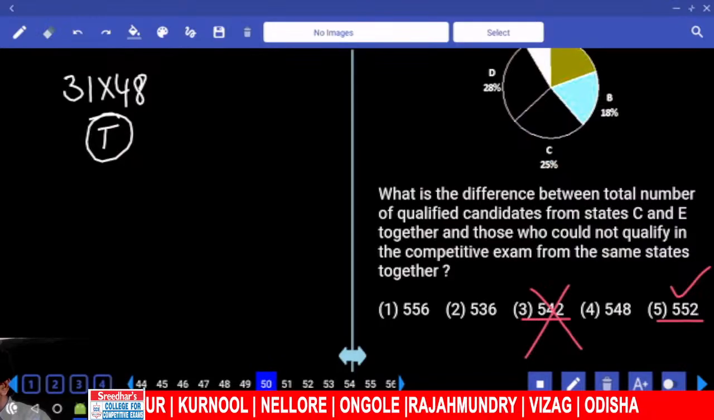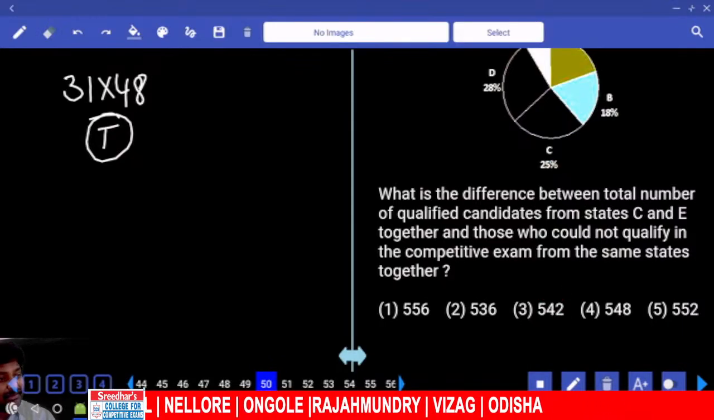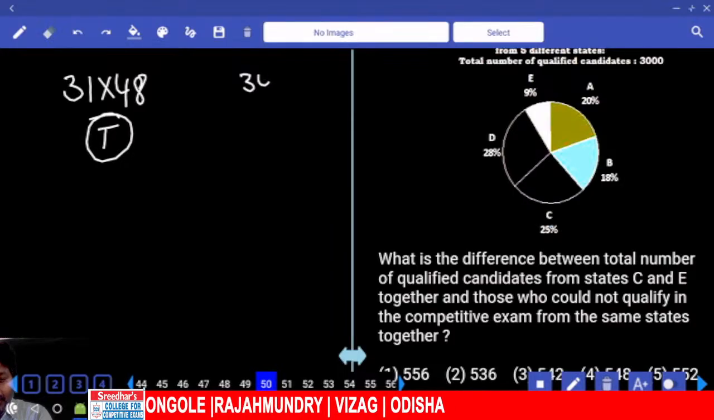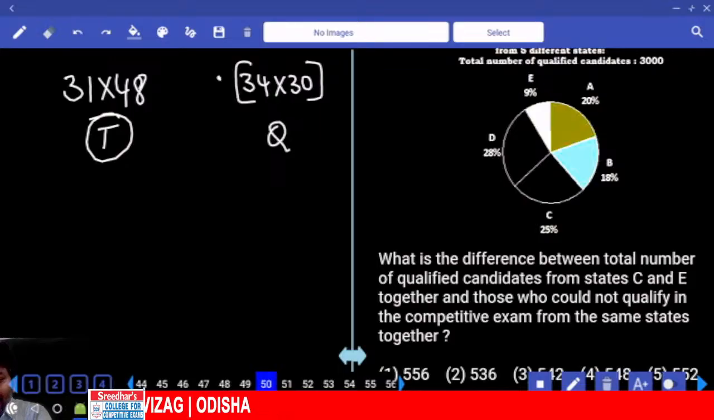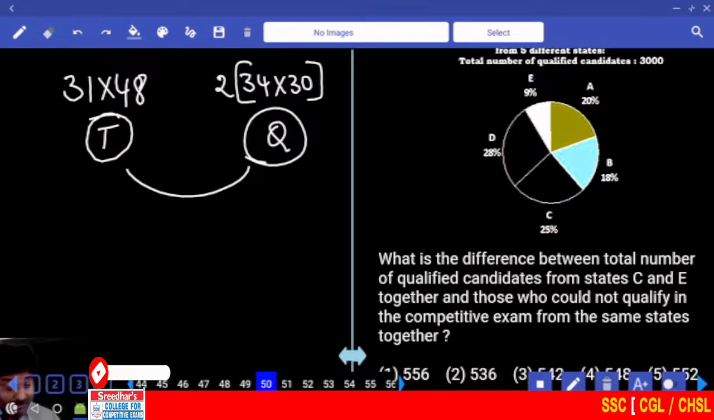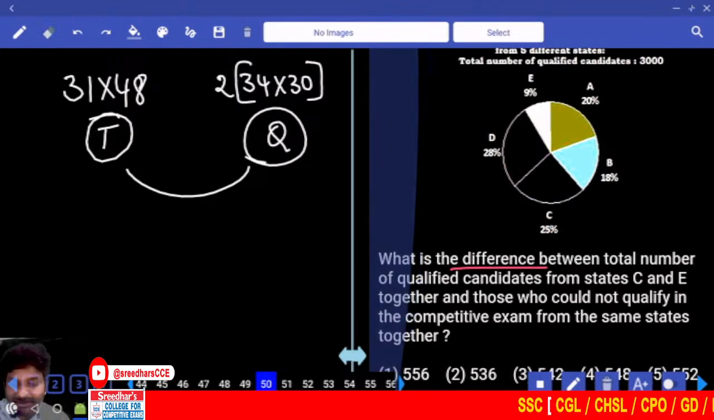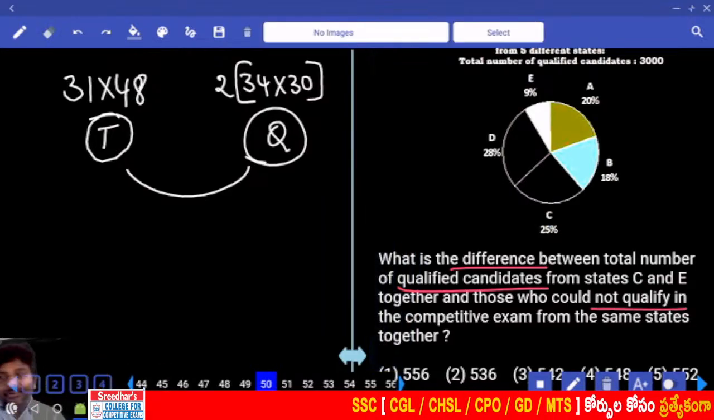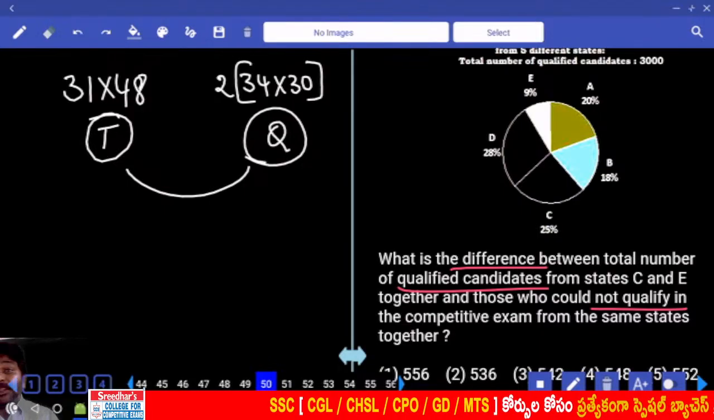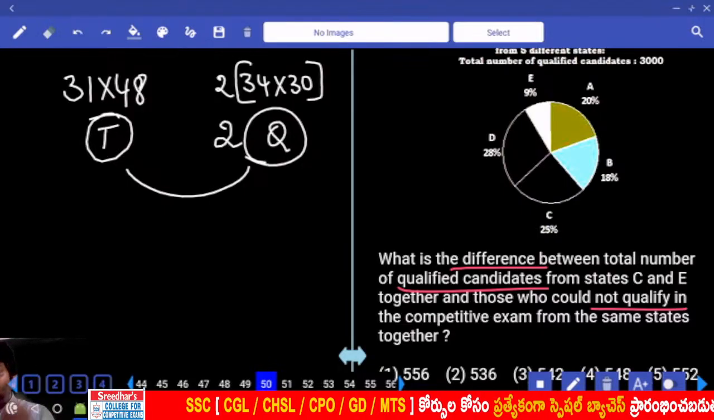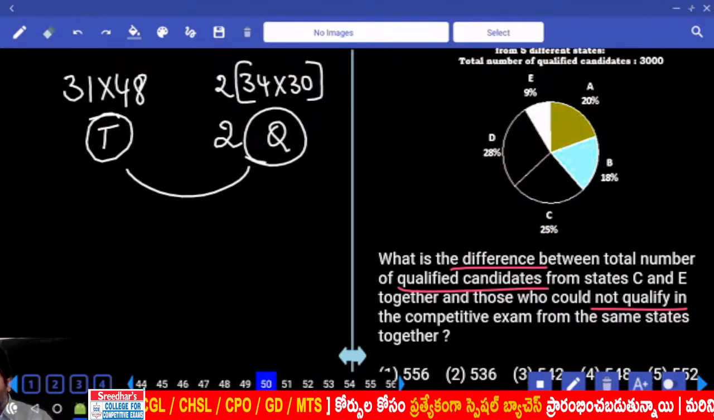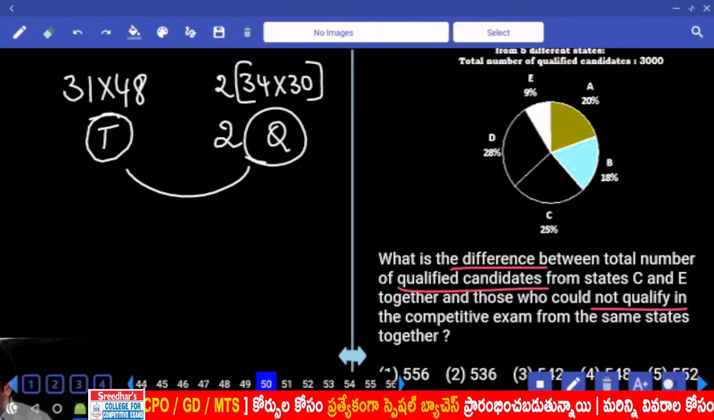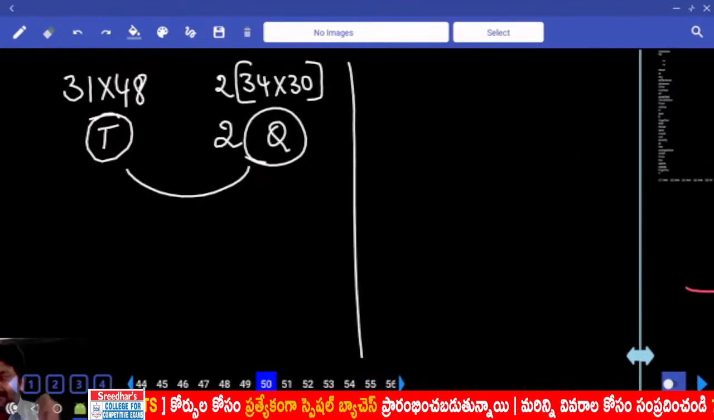What is 31 into 48? These are total people. Next we have 34 into 30. Who are these? Now I am taking 2 times and then taking the difference of these two. But what is the question? The difference between qualified candidates and not qualified candidates. But what are we taking? The difference between 2 times qualified and the total. Is it the same as the given question? Yes. Logic is here.